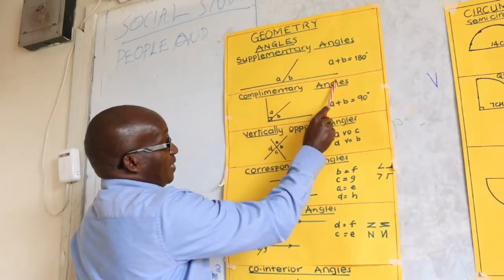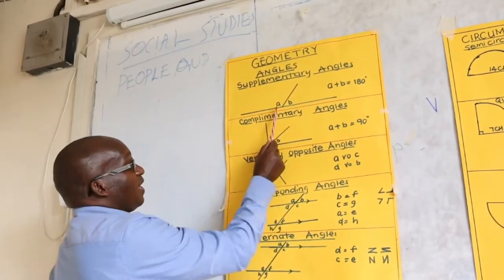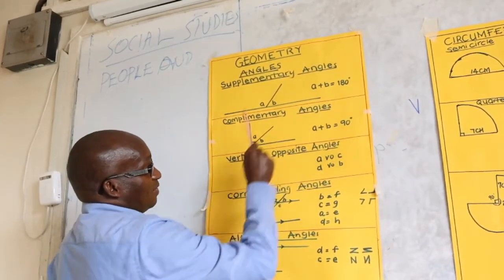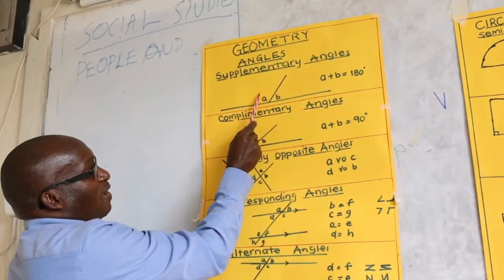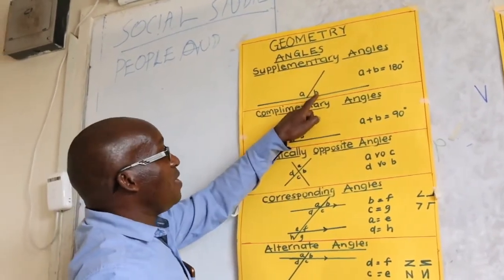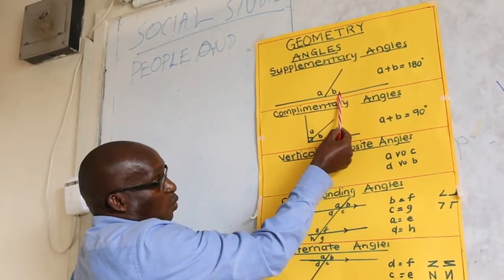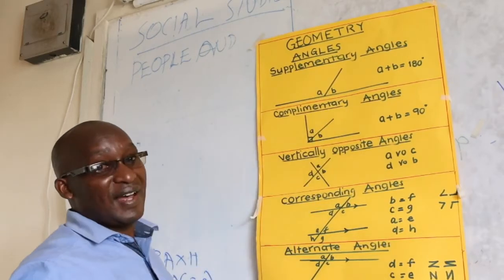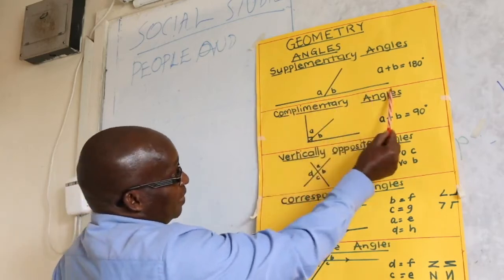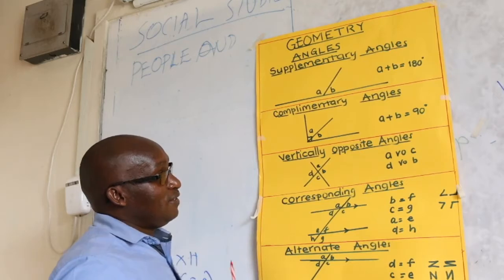Angles on a straight line add up to 180 degrees. That means angle A plus angle B will give you 180 degrees. So if you are given the value of angle A as 20, for you to be able to get the value of angle B, you take 180, you subtract 20, which will give you 160. So, angles on a straight line always add up to 180 degrees.